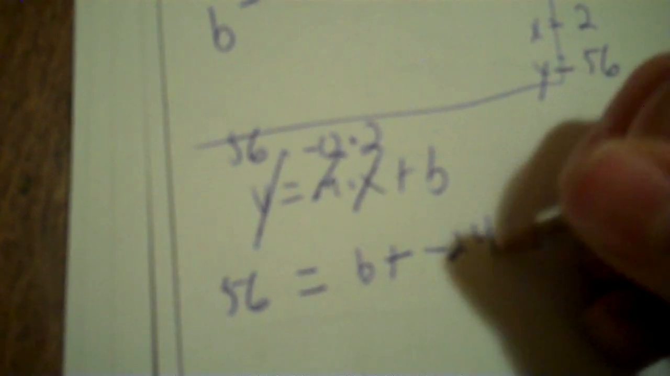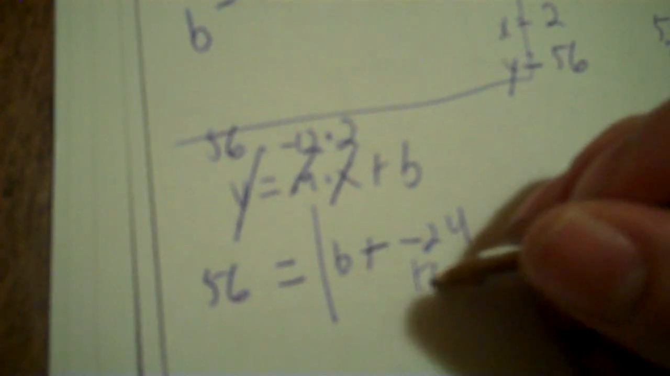Now for x and y, you go to your table. Let's put 2 for x and 56 for y. You can also go 5 and 20 if you want. So 56 equals b plus negative 12 times 2, which is negative 24. Add 24 to both sides. 80 equals b. So your b amount is 80, and that's what you put at the beginning of your line. Now we can solve it.